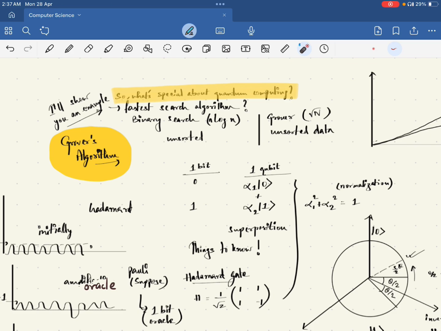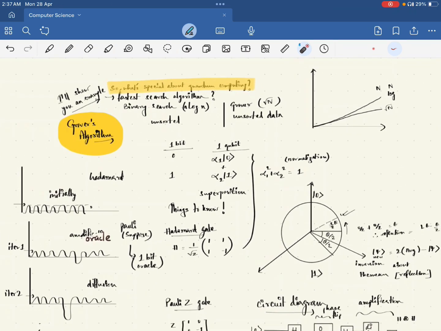Now coming to quantum computers, we have Grover's algorithm, which takes root n time to search for a target in unsorted data, which can be a database or a list, anything like that. And it's faster, we can see from the graph itself. Root n is significantly faster than log n.